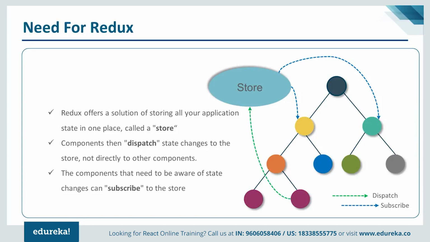By using Redux, components dispatch the state changes to the store, not directly to the component. Whatever data is changed is now handled by the store, because it is taking some input and giving some output. This is the store. The components that need to be aware of state changes can subscribe to the store. So as you can see, this one circle, the child, is dispatching something to the store, and these components are subscribing to the store.